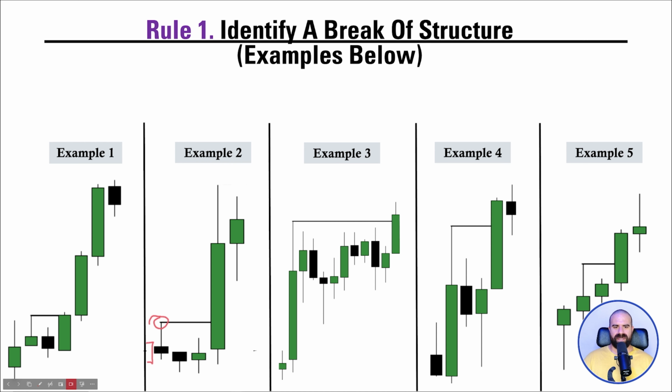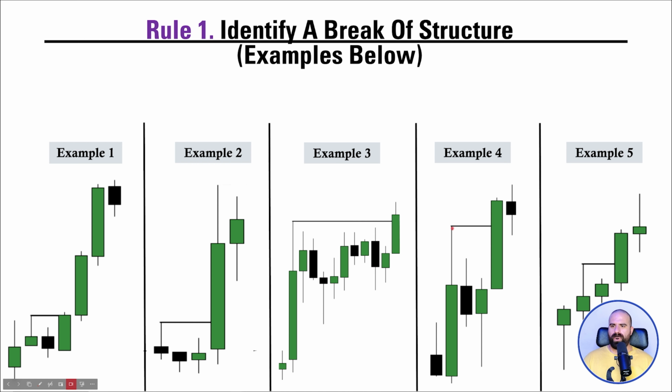Absolutely. Now, why am I choosing this point and not this point, even though this would qualify as well? Because I want to see the highest point of the structure being broken, okay? This high is higher than the high of the candlestick to its left and higher than the high of the candlestick to its right. So this is our valid high and we extend that to the right and we have the break of structure taking place exactly right here with this bullish candlestick.